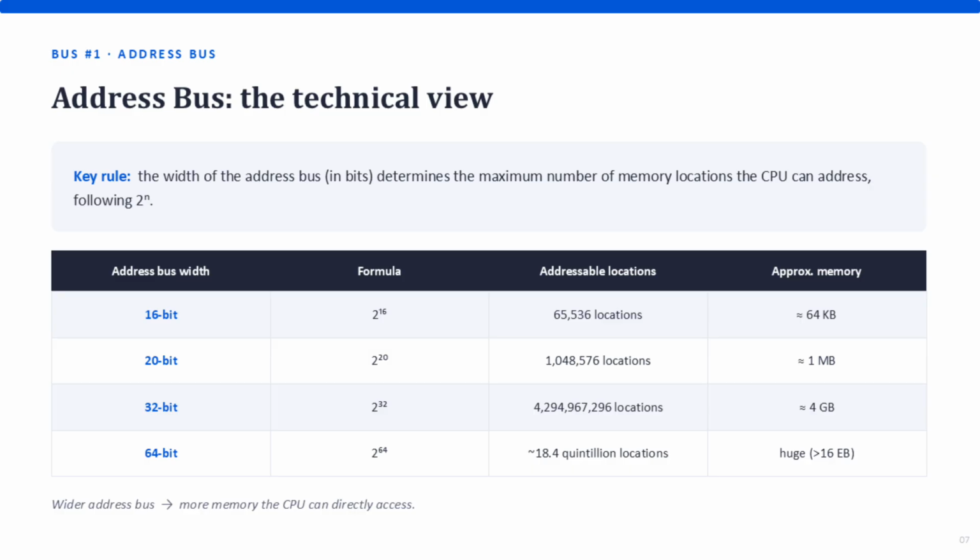That's an important distinction because in the next few slides, we will meet another bus whose width affects speed, not memory capacity. So don't confuse the two. Let's now look inside the computer and see how the address bus actually operates between the CPU and memory.